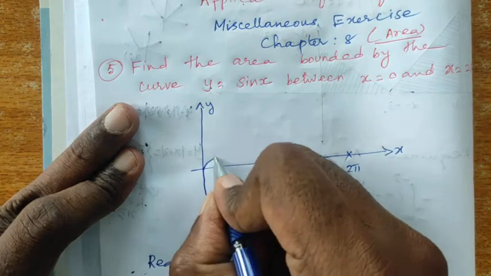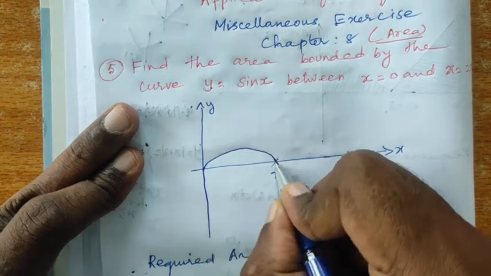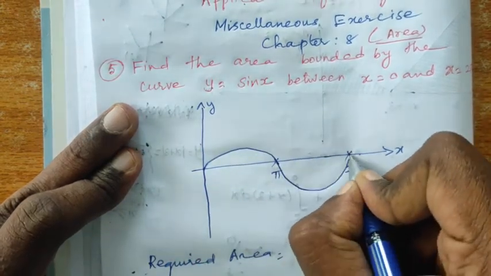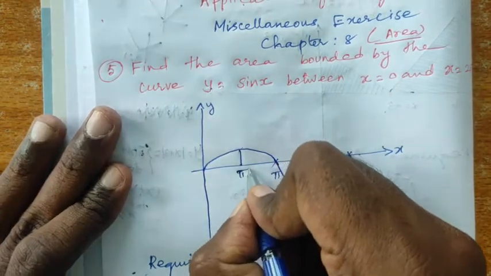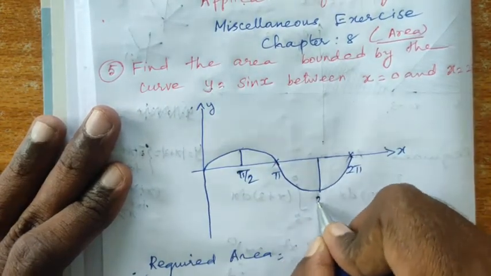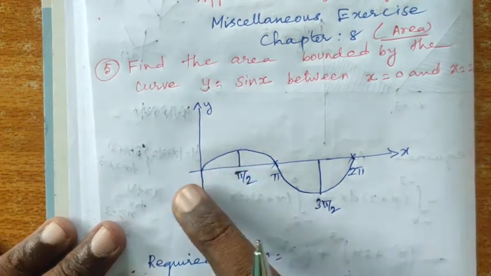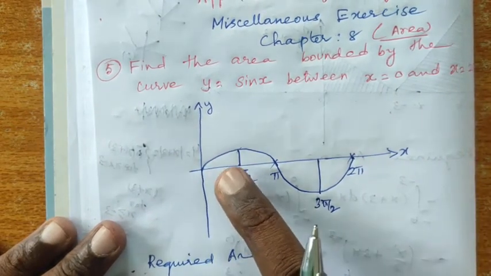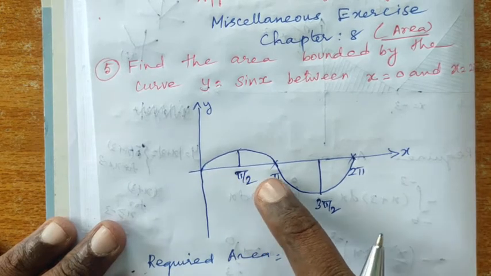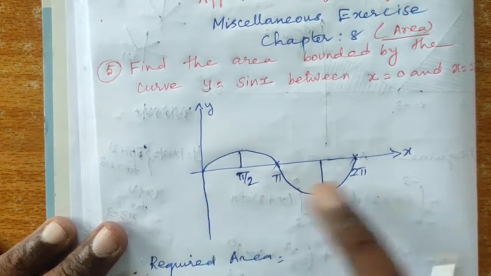So 0 to pi and pi to 2 pi, and pi by 2, 3 pi by 2. The curve increases when x is from 0 to pi by 2 and decreases when x is from pi by 2 to pi, and so on.